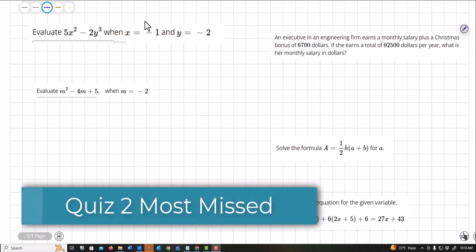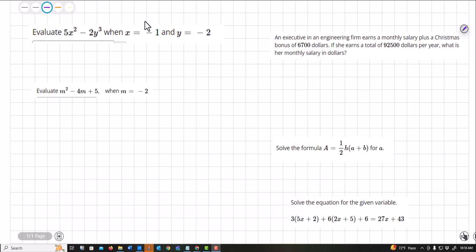Okay, I have a slew of problems here that seem to be the most missed on quiz 2. We have 5x squared minus 2y cubed, and we want to plug in -1 for x, so 5 times -1 squared minus 2 times -2 cubed for y. So -1 squared means -1 times -1. A negative times a negative is a +1.